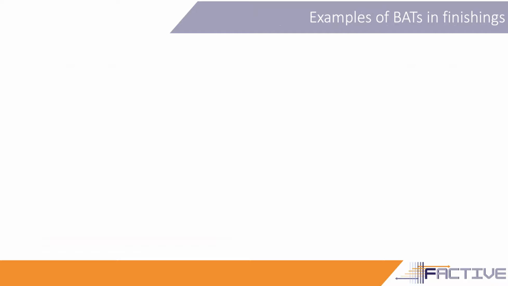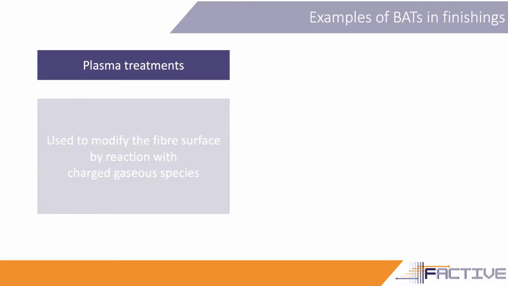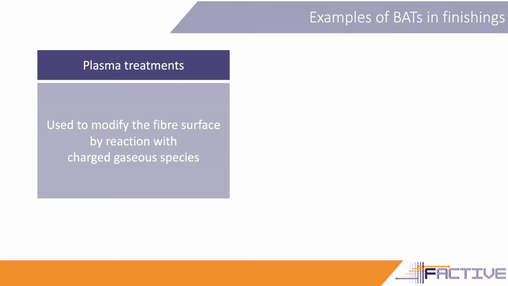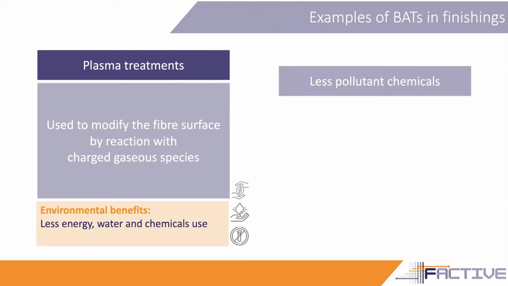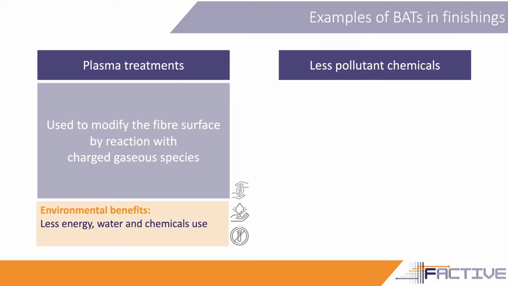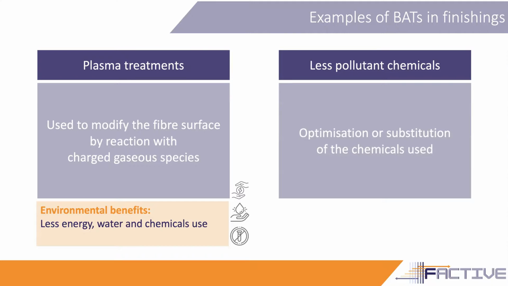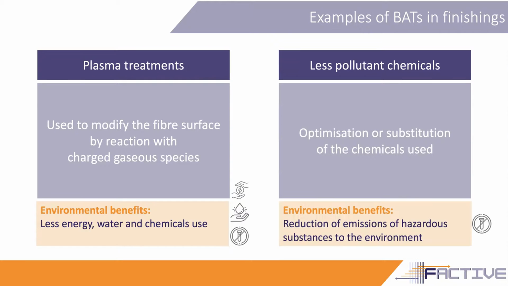Examples of sustainability in the finishing processes are: plasma treatments used to modify the fiber surface by reaction with charged gaseous species to achieve the required functional properties, with energy, water and chemicals savings. Less polluting chemicals used in functionalization processes by getting aware of the new chemicals and optimizing their use, so that it is possible to reduce the emission of hazardous substances in the environment.